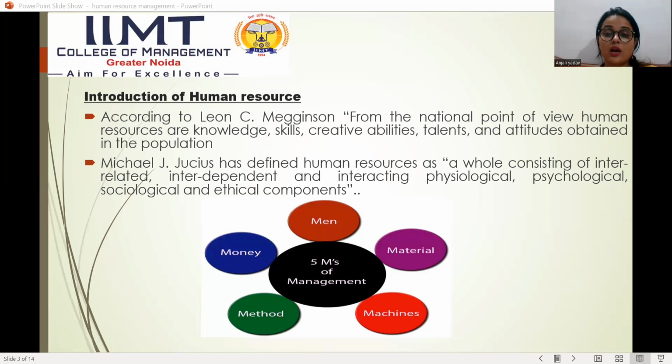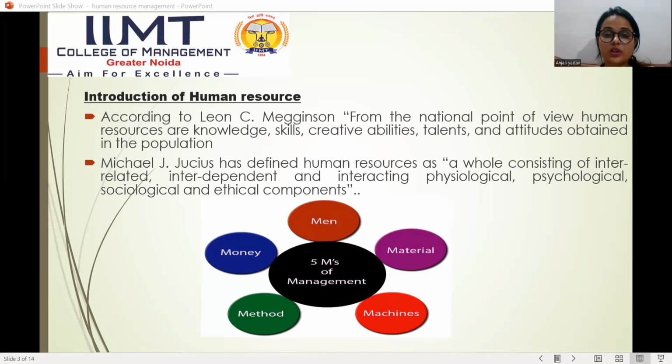Those resources are known as passive resources because they cannot produce by themselves. Men is required for the activation and production of these resources. That is why men is the most important resource of an organization.